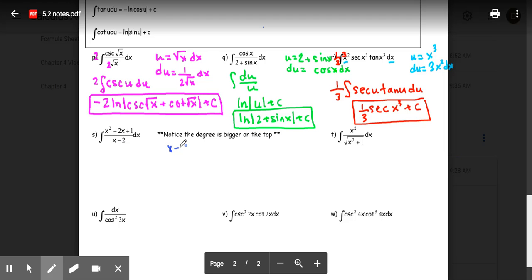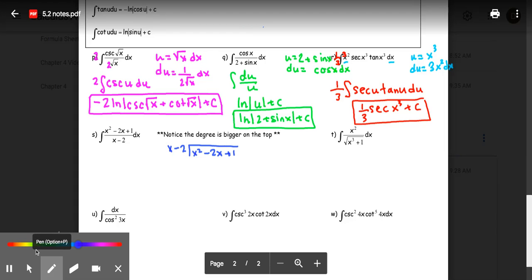You have to long divide first. So let's go through this. We're dividing x minus 2 into x squared minus 2x plus 1. This is how you long divide, because I know some of you still have questions. What times x gives me x squared? X times x gives me x squared, so I'm going to write that underneath.